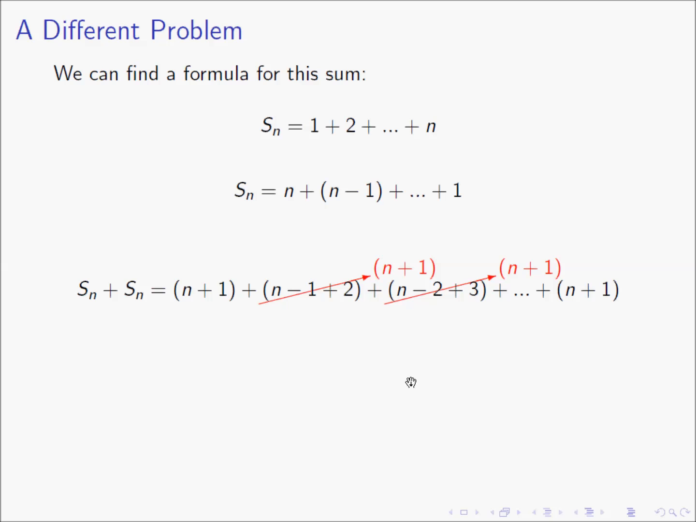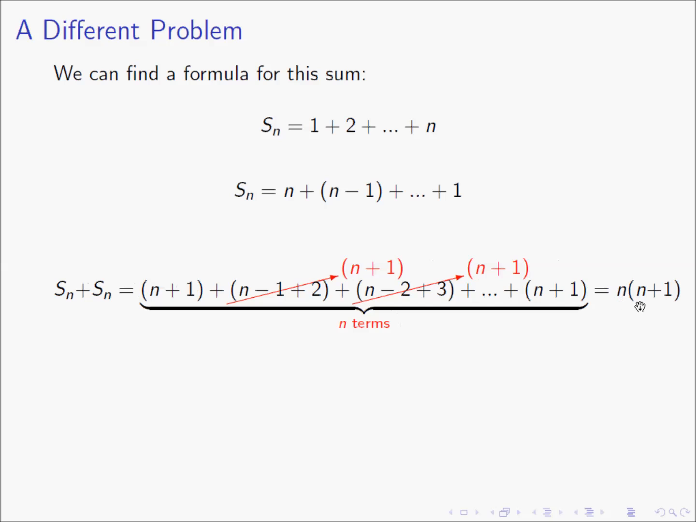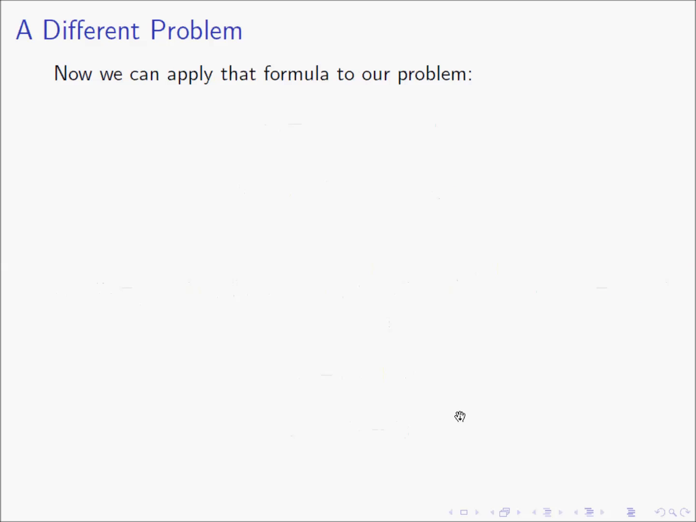And here, how many terms do we have? We have n terms. So all the sum equals n times n plus 1. So we can write this like this: 2 s sub n equals n times n plus 1. So here we have the formula for our sum. This is the formula for an arithmetic progression. So we can apply now the formula to our problem.